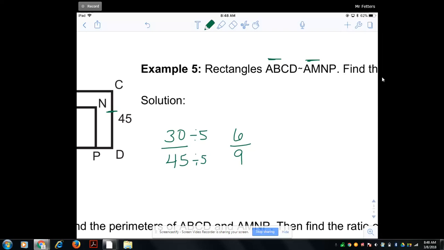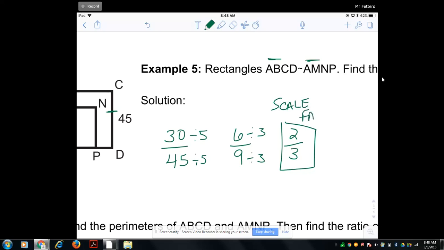But is that the simplest form? Can I reduce it again? And I look at it and I go, yeah, I can divide both by 3. And so this is going to be 2 over 3. So this is my scale factor right here.